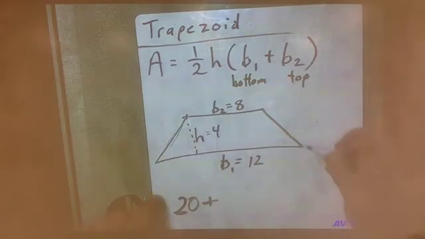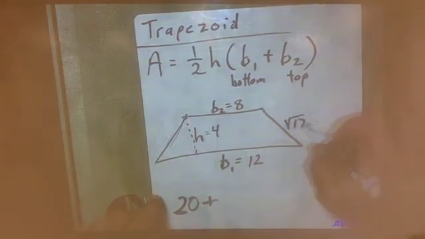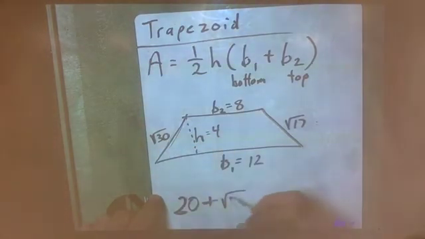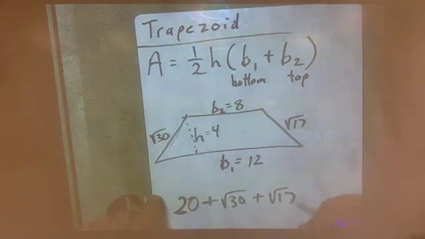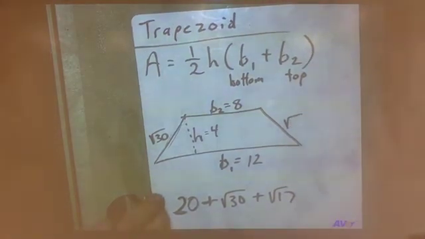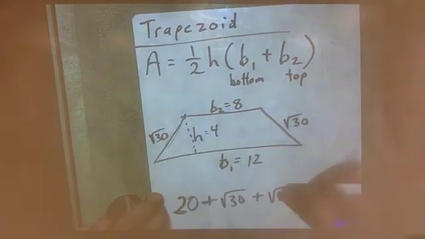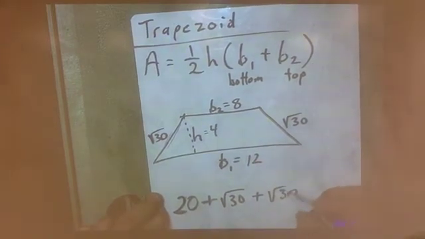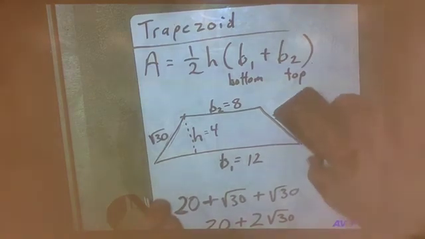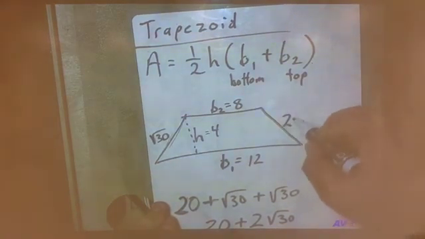Now it's just like that triangle example. If you have square root of 17 and square root of 30, then your answer is 20 plus the square root of 30 plus the square root of 17. And you can't combine those, and that's it. You're done. That's your perimeter. That's your answer. If they happen to be the same number, so let's say this is square root of 30, now you can combine those just like you did on the triangle, and you'd end up at 20 plus 2 square root 30.